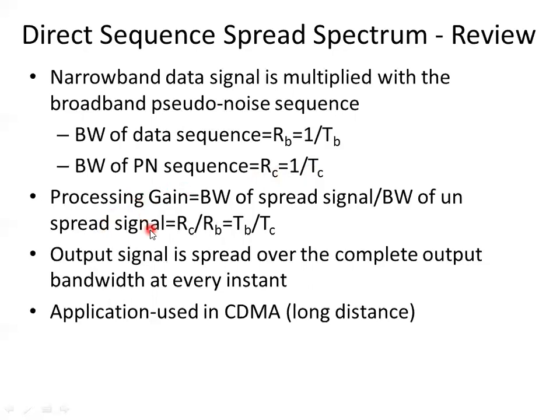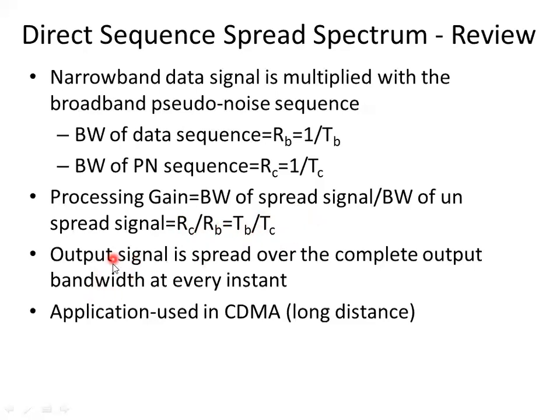And we also saw the meaning of processing gain, which is the gain obtained with the action of spreading and despreading. The processing gain can be defined as the bandwidth of the signal after spreading divided by the bandwidth of the signal before spreading. That is, the bandwidth of the spread signal over the bandwidth of the unspread signal, which is equal to RC over RB, or TB over TC. In the last lecture we saw the processing gain was given by TB over TC, which is equal to the spreading factor capital N.